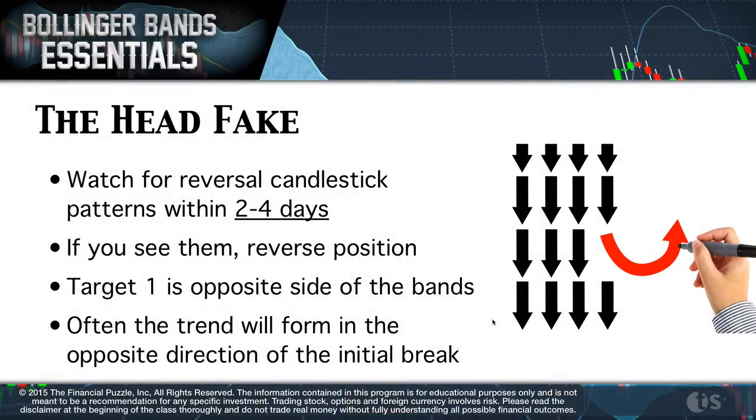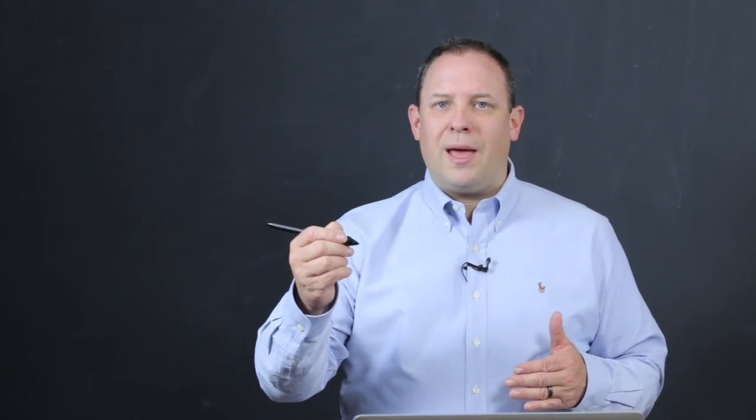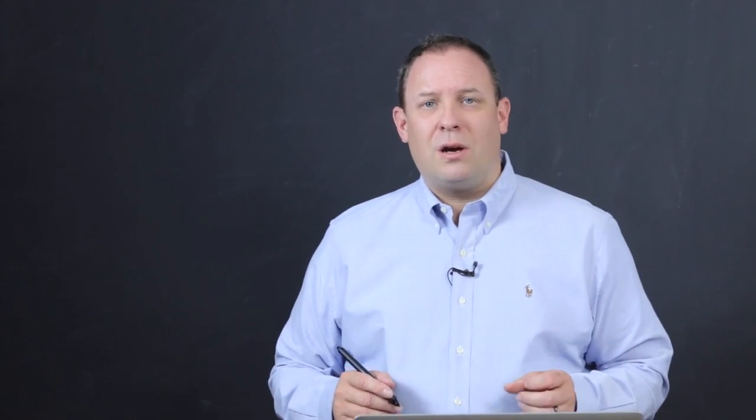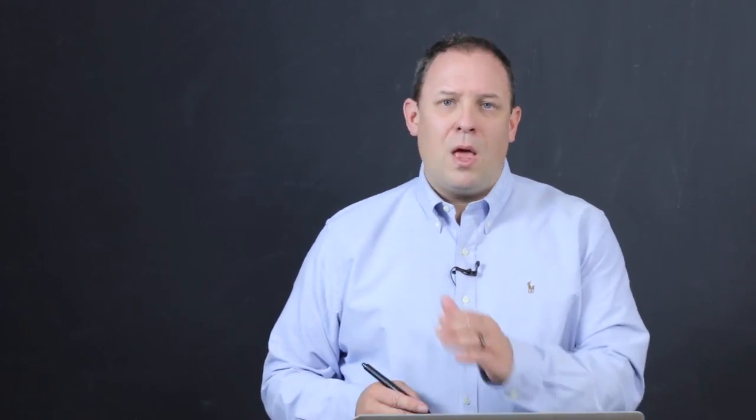Now I say it's the first target because there may be more. Oftentimes what happens is the trend will form in the opposite direction of the initial break. So let's say it started to break bearish, gives you the head fake, it'll trade right back to the upper band, and oftentimes will continue with a bullish trade. So the upper band would be your first target, but maybe not your ultimate target if the trend starts to continue. What I want to do here is let's look at several examples, then we'll do some back trading.